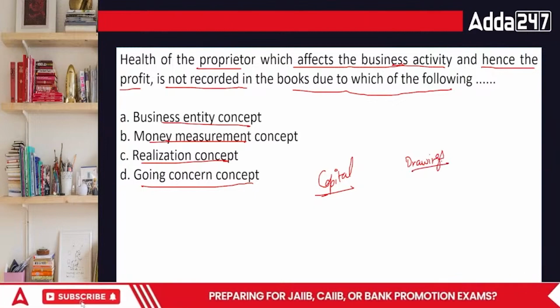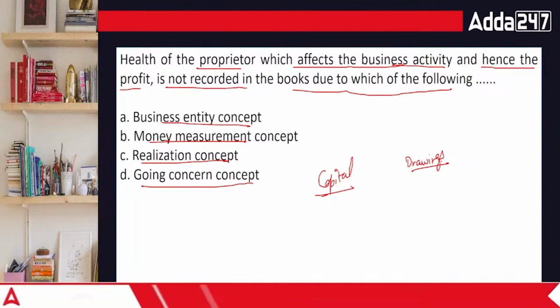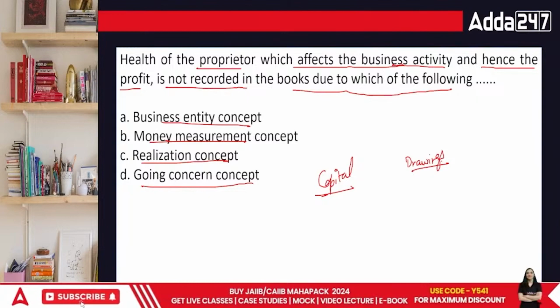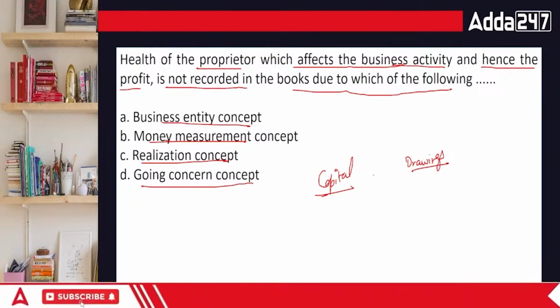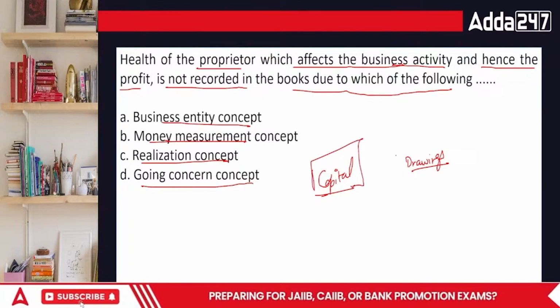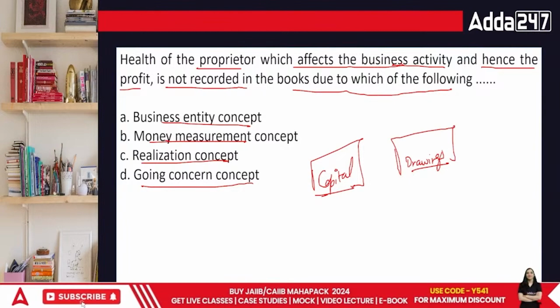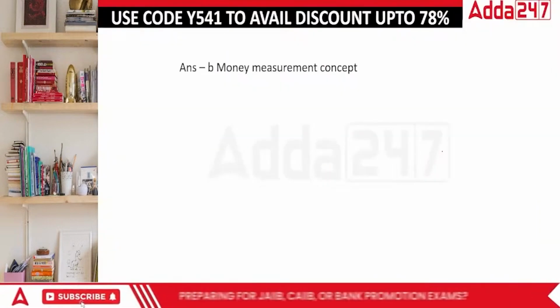So in this case, what's going to happen? What would be the amount that will be recorded? Okay. Now, the correct answer in this case is going to be business entity concept, because if I put money into the business, it loses its entity. When we take the money out of the business, it loses its entity again.